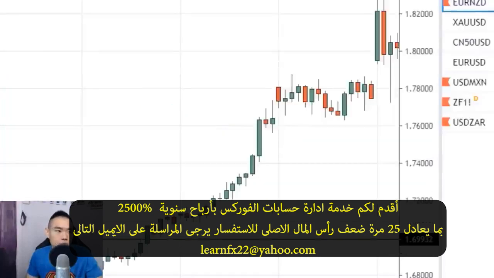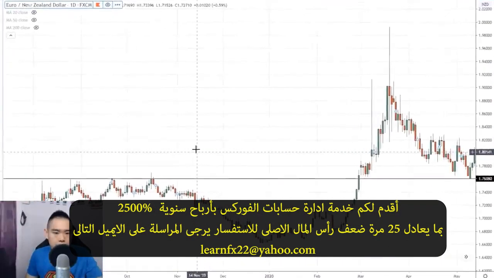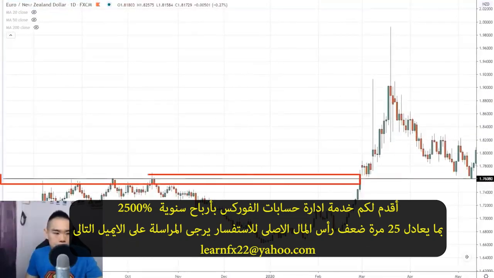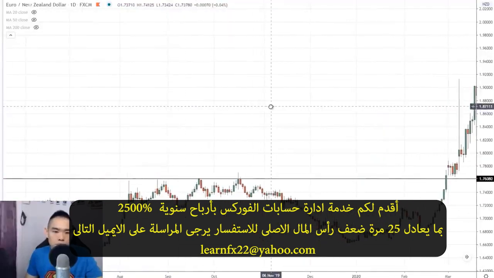Another example, Euro against the New Zealand, same thing. The price has retested this area of resistance, previous resistance that could act as support. So what you don't want to do is, when the price breaks out and it's so bullish, you don't want to be chasing the market at this point in time. Again, no logical place to set your stop loss. So let the price come to you.